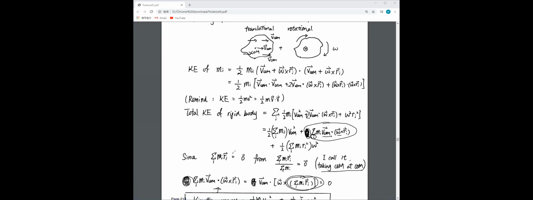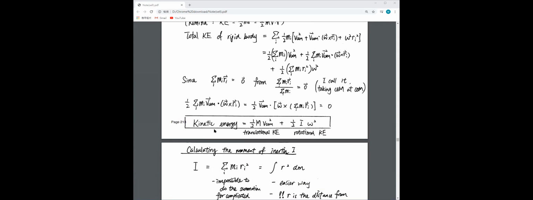Why I say so? Because if you remind yourself how we define a center mass, we use a summation m_i r_i over summation m_i, and then this gives you the position of the center mass from the origin. But for the r_i, we take the r_i from the center mass. So that means you are finding the position of center mass relative to the center mass. Then this will give you 0. And then the formula will become a very, very neat formula.